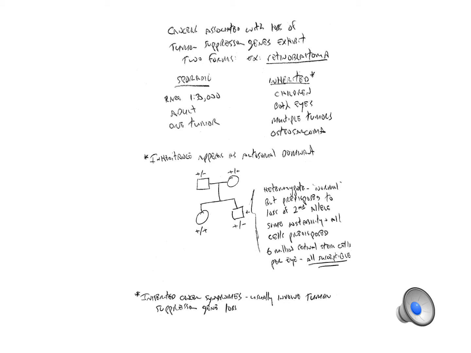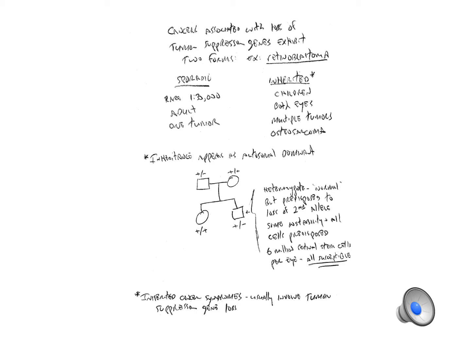So it's very frequent. If you look at the sporadic case, it's extremely rare. It happens, but it's extremely rare. The estimate is about 1 in every 30,000 people will get retinoblastoma. When they get it, it's usually as an adult, and it's much less severe. They get one tumor, which can be treated.